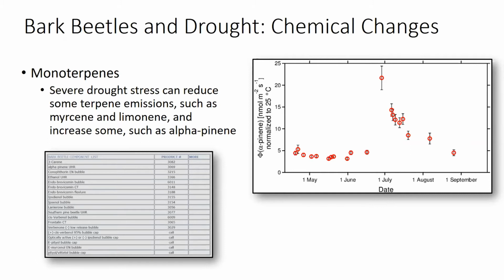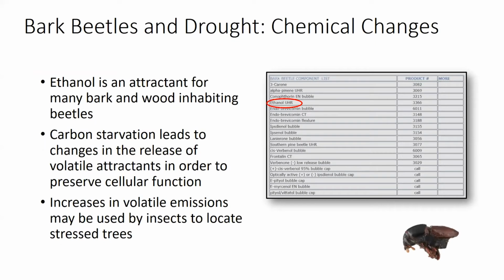The graph I'm showing you is the change in emission rates of a monoterpene called alpha pinene from Scots pine over the growing season. And as you can see, during that hot, dry summer period in July, alpha pinene emissions increased significantly. And this is a common attractant for bark beetles that attack living but stressed trees. Ethanol is also an attractant for many bark beetles and wood borers. And during droughty periods, we see an increase in the emissions of ethanol, which then attracts certain species of bark beetles, such as the fir engraver.